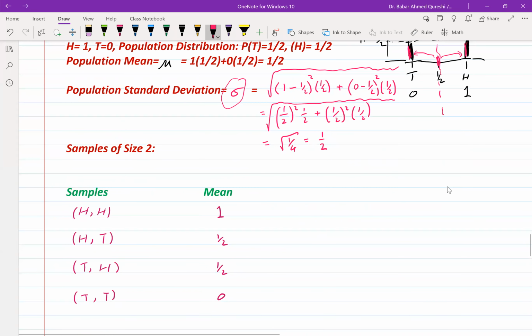So what are the possibilities? I pick the first coin, I got a head. The second coin, I again got a head. So I got 1 and 1. The mean, I should call it the sample mean, is 1. Then I could have a sample like this. A sample mean is half. I can have a sample like this. A sample mean is half. And this has a sample mean 0. And they're all equally likely, all these samples.